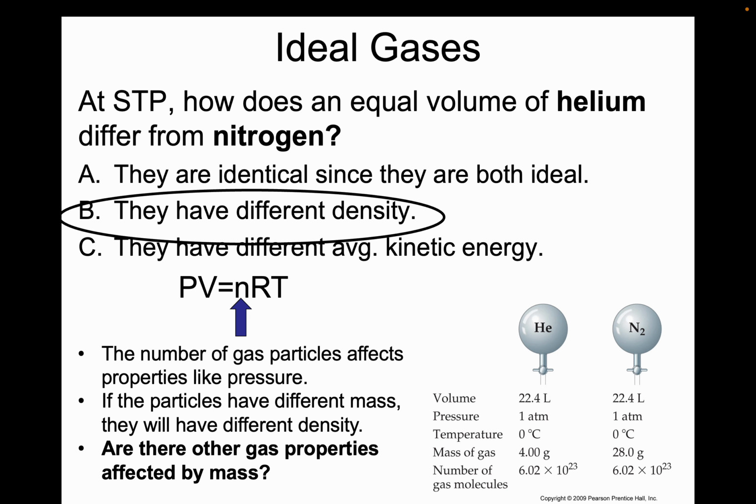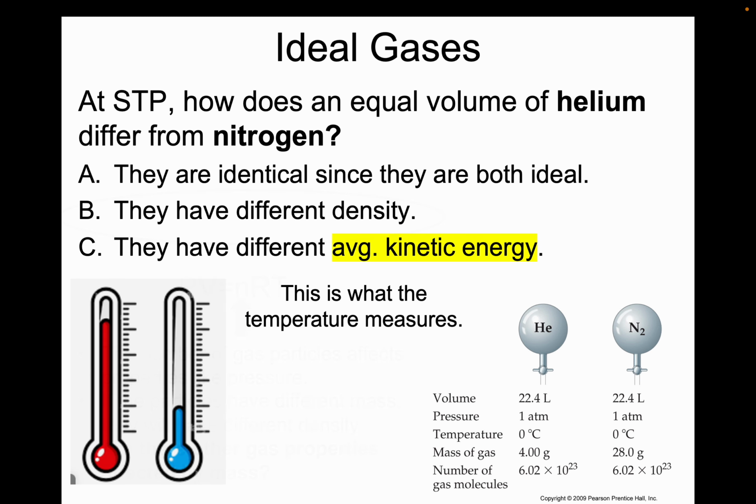In today's class, we're going to consider if there are other gas properties that are also affected by the mass besides the density. That idea of the average kinetic energy: it turns out the average kinetic energy is what the temperature is measuring. In this case, they have the same average kinetic energy because they are at the same temperature for our standard temperature and pressure. So the idea that the average kinetic energy is what the temperature measures is something we'll explore in today's class.